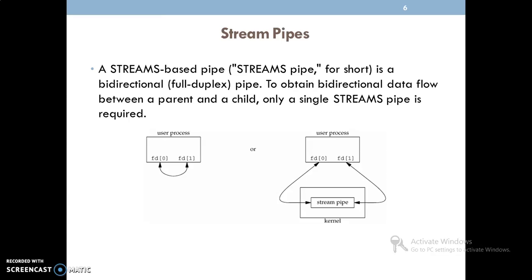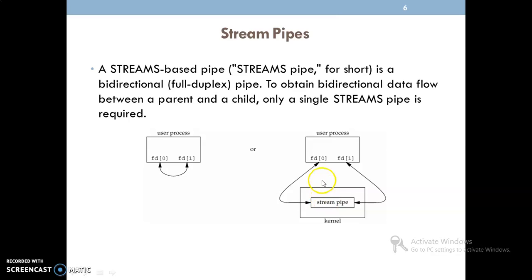Next, stream pipes. Stream pipes are similar to the previous concept we discussed, the pipe mechanism. But that is only half duplex, and this is full duplex. We know that half duplex means data can flow in only one direction at a time using that pipe. If you want to do bidirectional data flow between parent and child or between two processes, then we can use the stream pipes here.